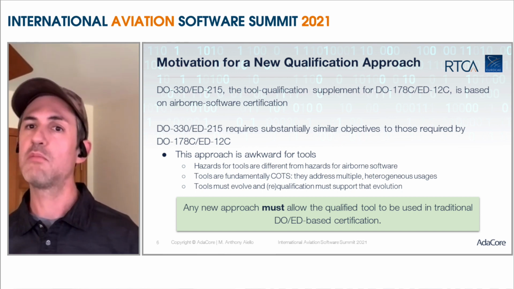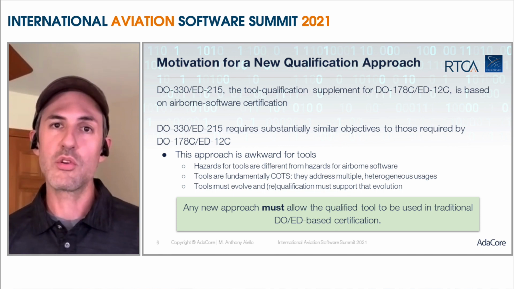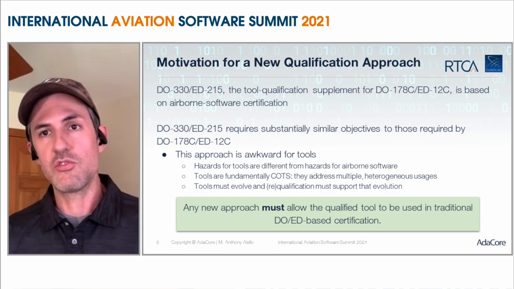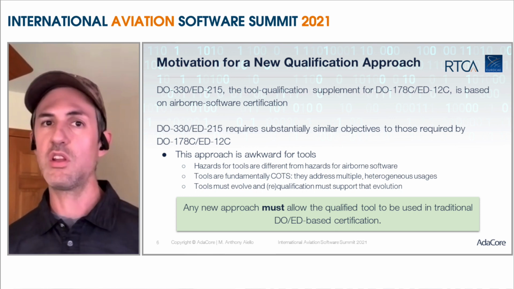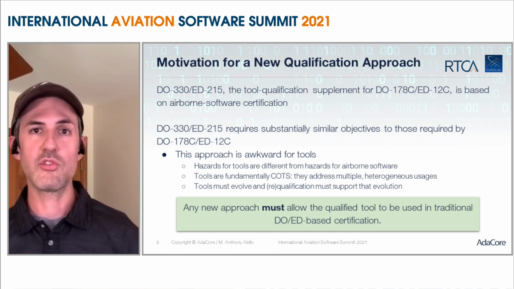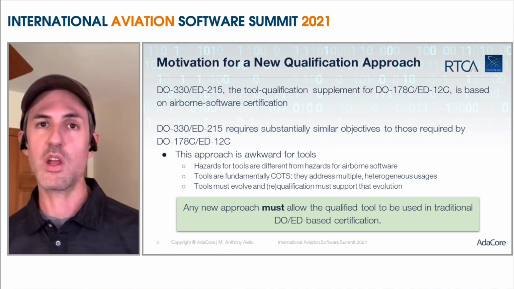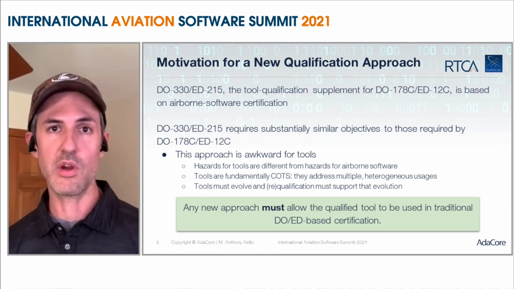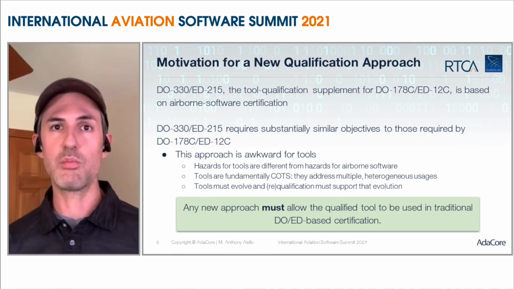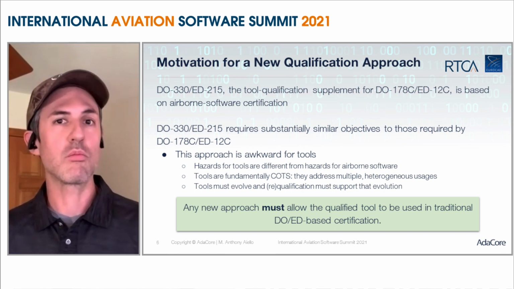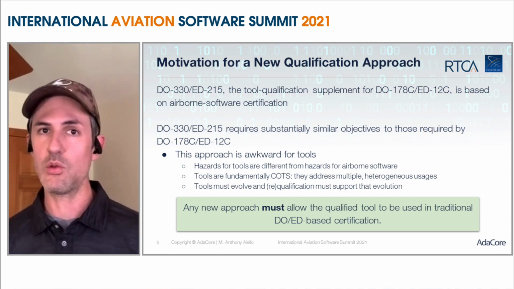Secondly, tools are fundamentally COTS, whereas airborne software is frequently bespoke. Tools are built to address multiple and heterogeneous use cases. For QGen, for example, we want to be able to support multiple different programs who use QGen to develop safety-critical software. We also want to be able to support non-qualified uses of QGen, wherein we may support more blocks or more modes in the usage of the tool.